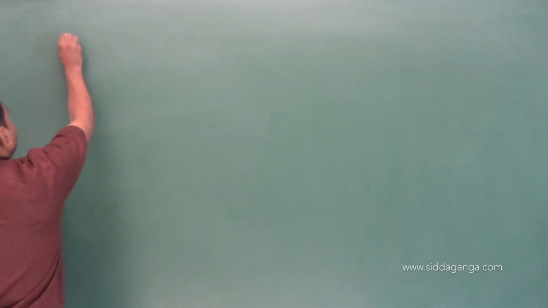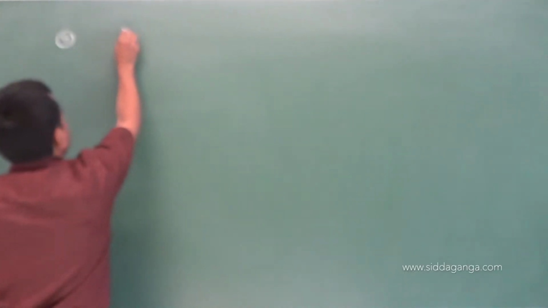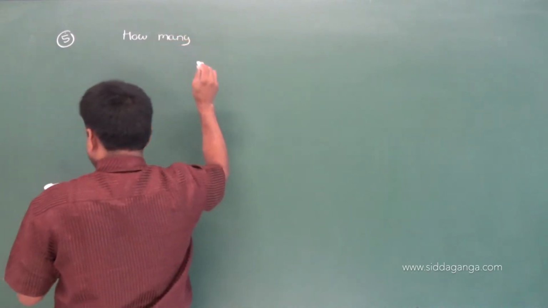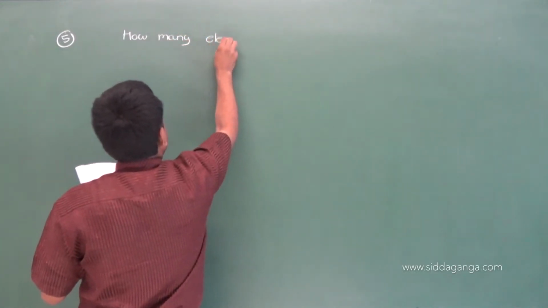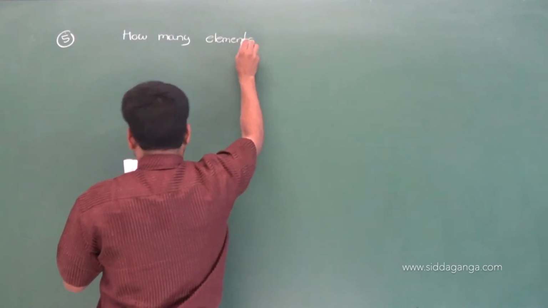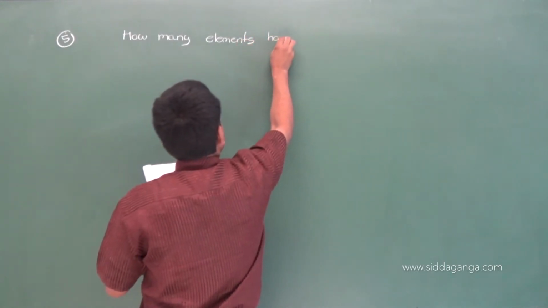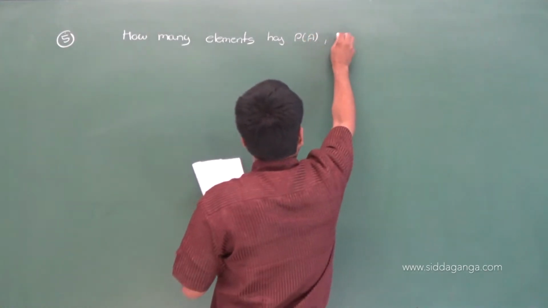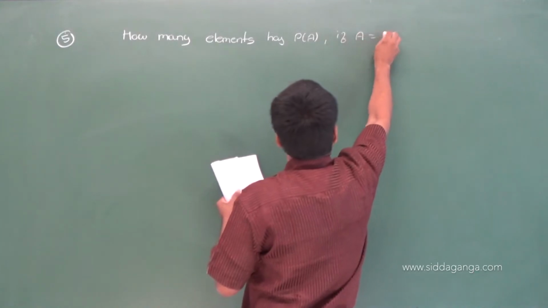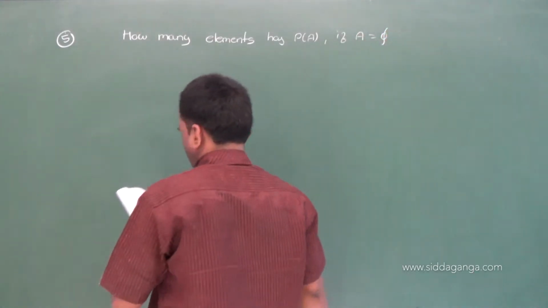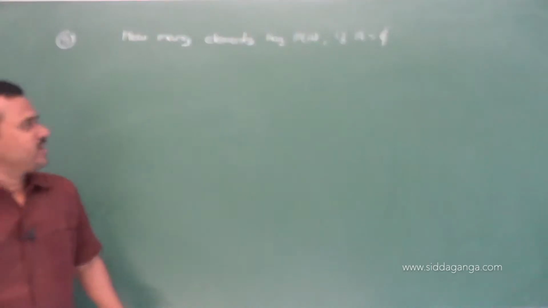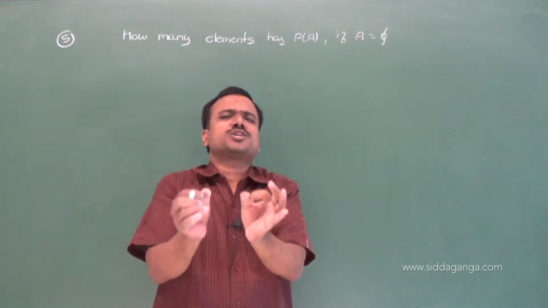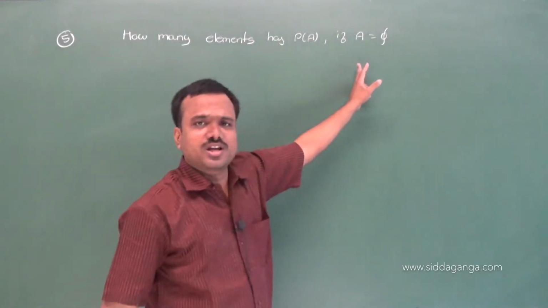Fifth question. How many elements has P of A if A is equal to empty? Just now we wrote P of A means what? The collection of subsets.